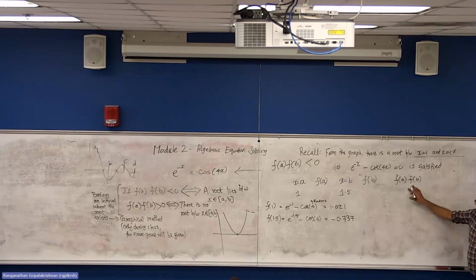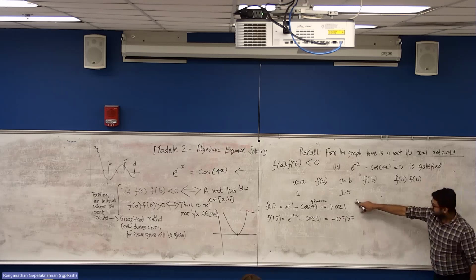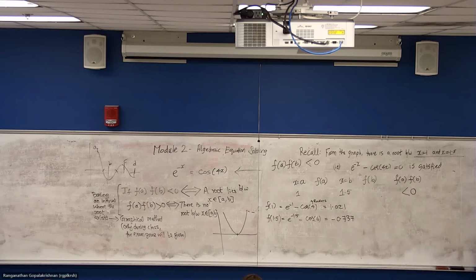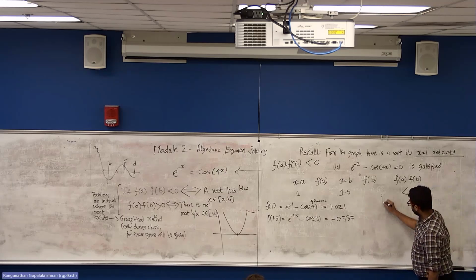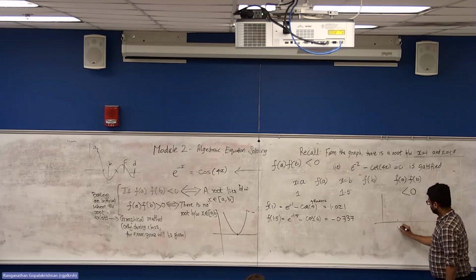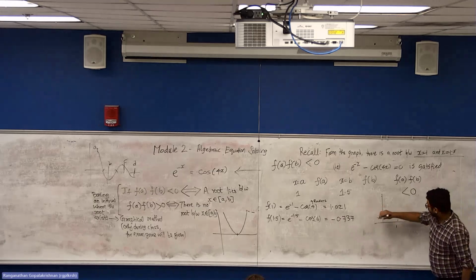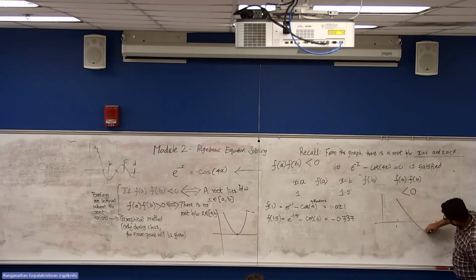You don't need the product. You just need to check whether that product is negative or positive. So instantly you can say this is negative. Which means even if you don't graph the full function, here is 1, here is 1.5, and f of 1 is positive, and f of 1.5 is negative. So this is where your root lies.